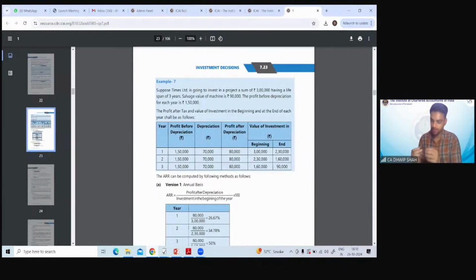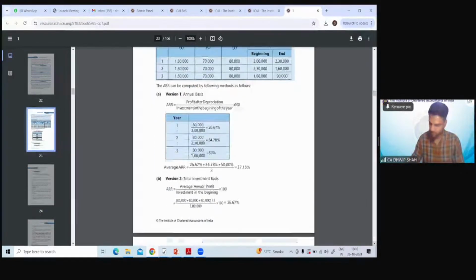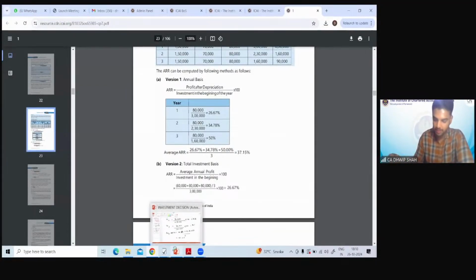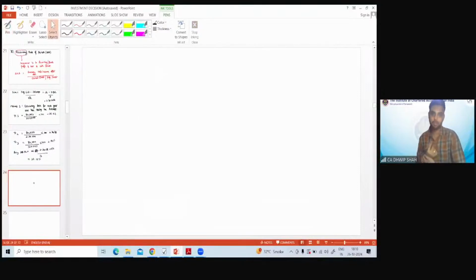Any queries here? Anyone? Any queries? Any doubts still here? Second one is my favorite method. The simplest and very quick solving method.